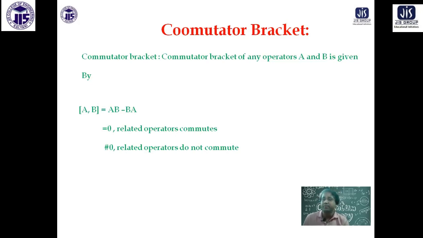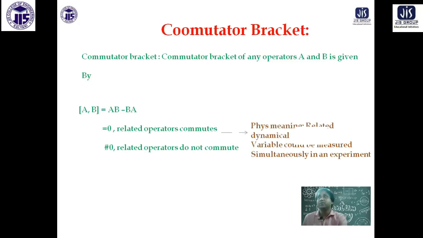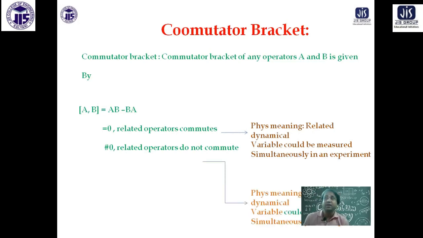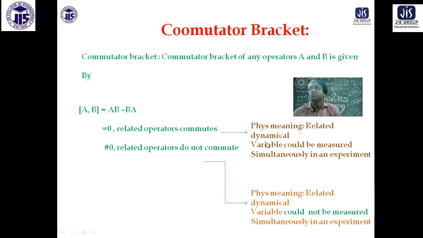Now everybody knows from basic mathematics, if you subtract two things, you will either get a 0 or you may not get a 0. Now if you get a 0, then you have got some physical meaning, and if you don't get a 0, then you have got some other meaning. If you get a 0, then you say A and B are commuting with each other. And the physical meaning is that corresponding dynamical variables could be measured together in an experiment. And if you get non-zero, then the meaning is that corresponding dynamical variables could not be measured together.